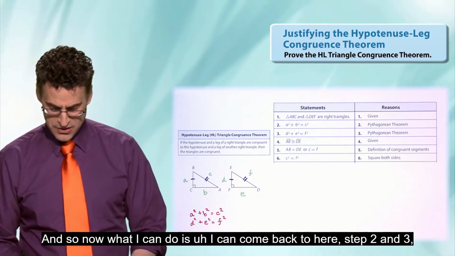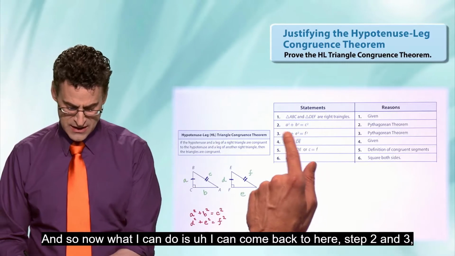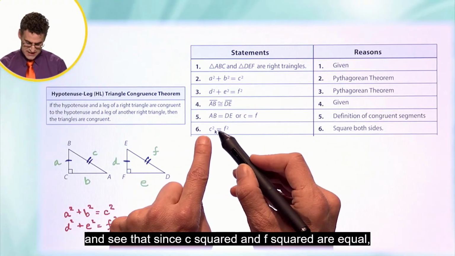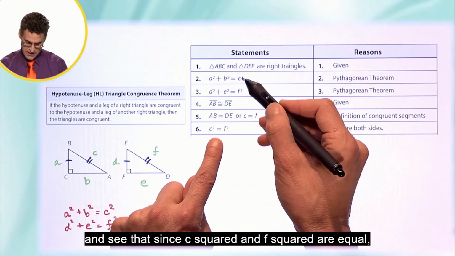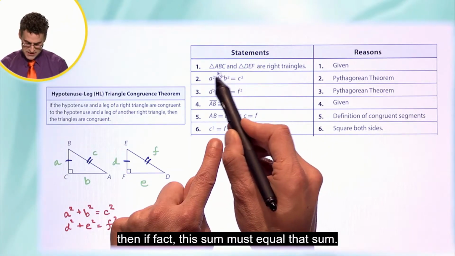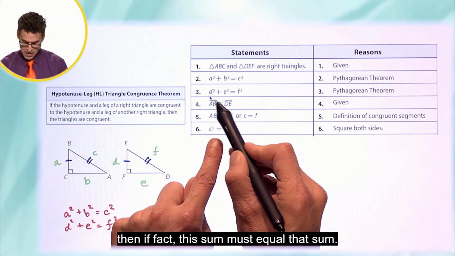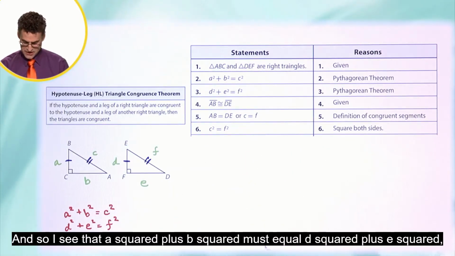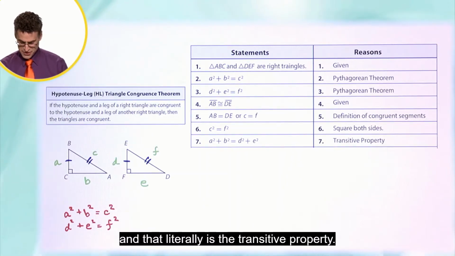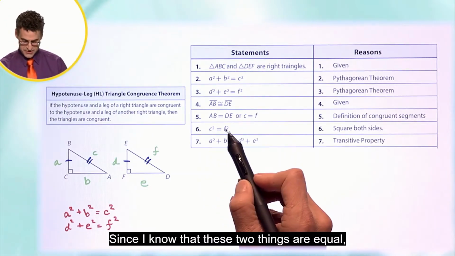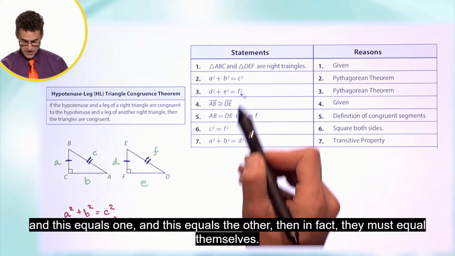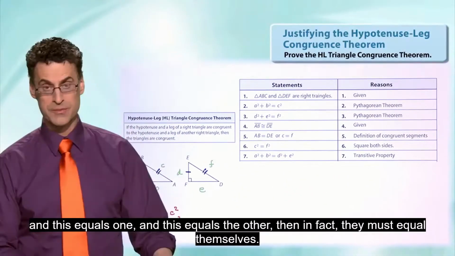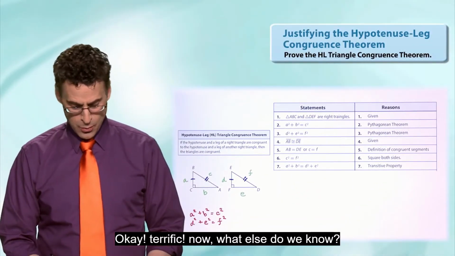And so now I can come back to steps 2 and 3 and see that since C squared and F squared are equal, then in fact this sum must equal that sum. These guys we see are now equal. And so I see that a squared plus b squared must equal d squared plus e squared, and that literally is just the transitive property. Since I know that these two things are equal, and this equals one, and this equals the other, then in fact they must equal themselves. Okay, terrific. Now, what else do we know?